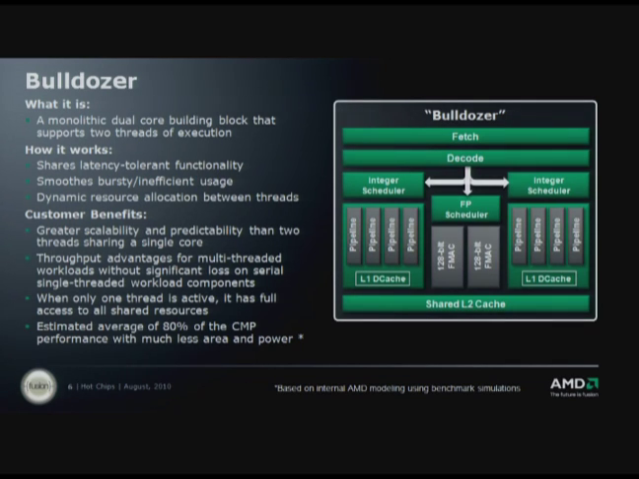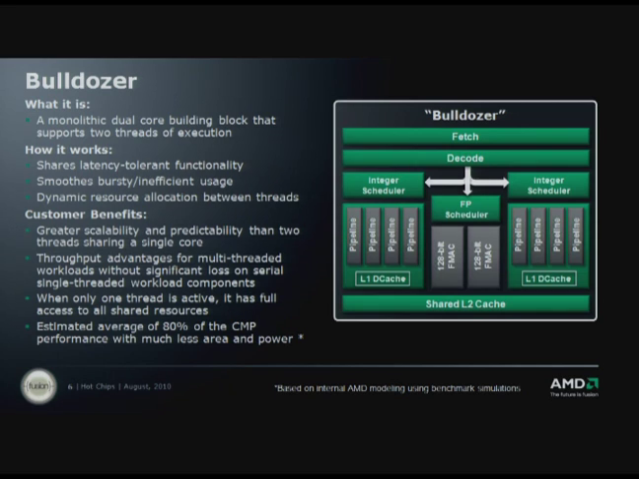So what we ended up with is the Bulldozer module, and this is a monolithic dual-core building block. It has a shared front end, and the front end is composed of the fetch, branch predict, and decode units. That shared front end feeds dedicated integer schedulers and a shared floating point unit. The level two cache is also shared between the threads.